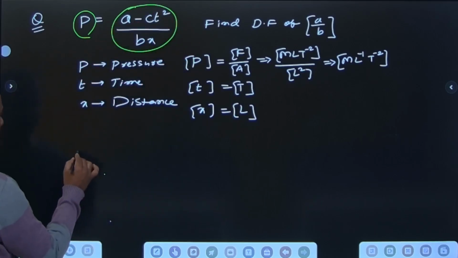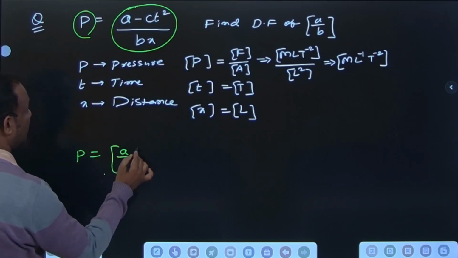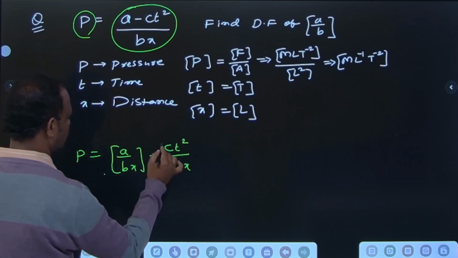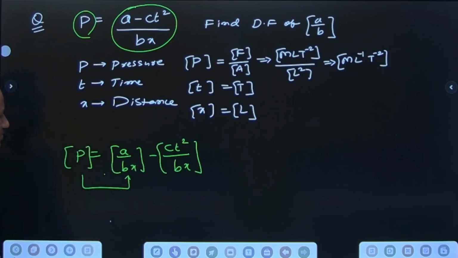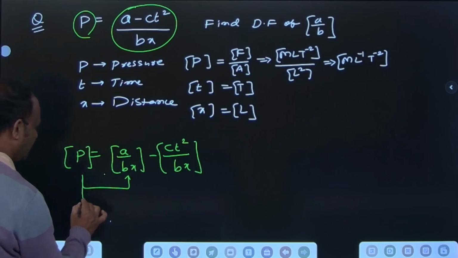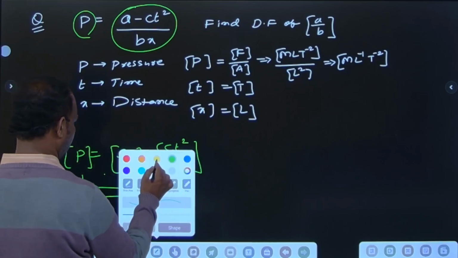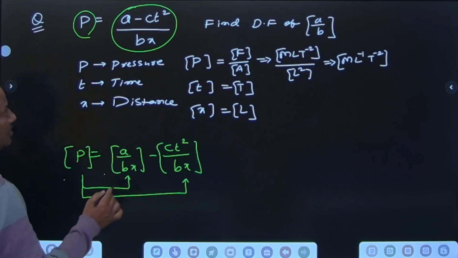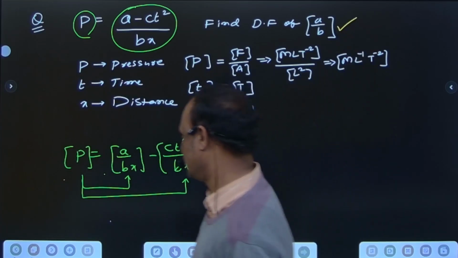So P is equal to A by BX minus CT square by BX. Correct. So dimension formula of P is equal to dimension formula of the first term. Dimension formula of P is equal to dimension formula of CT square by BX. Okay, so for the first one, what I want to know is the dimensional formula of A by B.